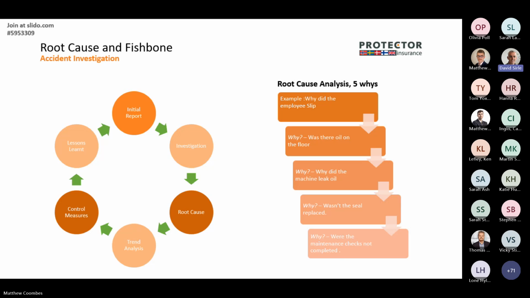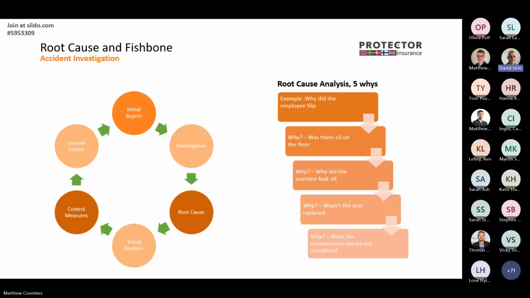So the reporting also needs to be good. What you really want is detailed and accurate reporting, so that the accident form that you have in place should be specific to your organization and give you enough information to get your investigation up and running. The second part then is the accident investigation itself. So once the incident has been reported, a thorough investigation can then take place to understand what exactly happened.